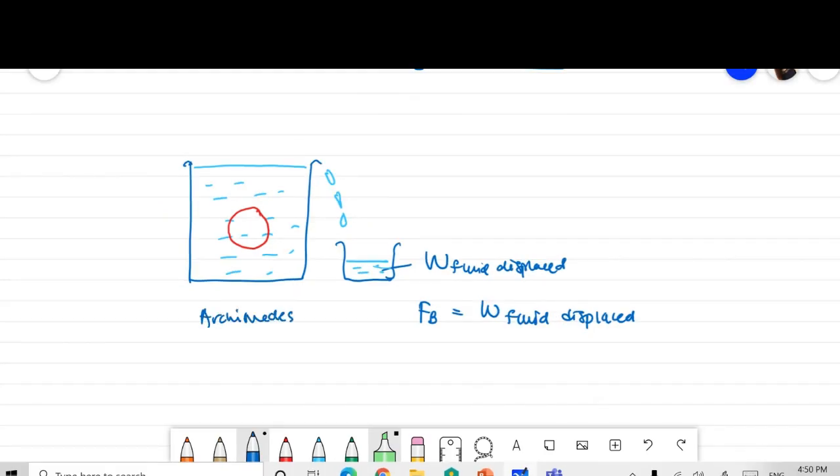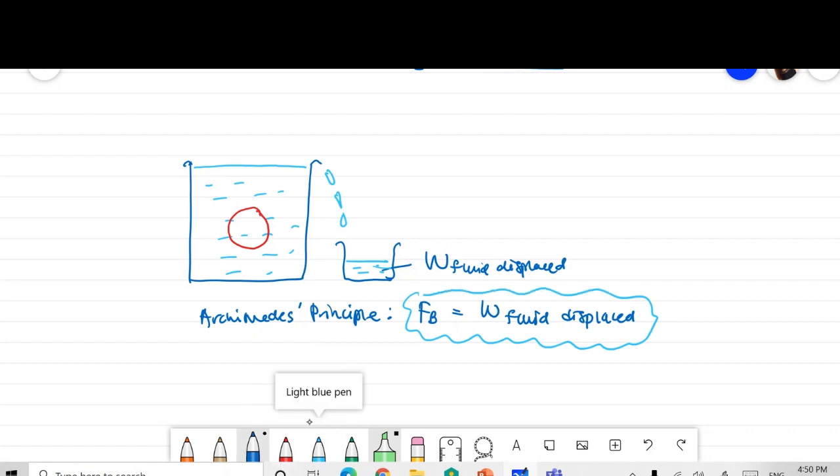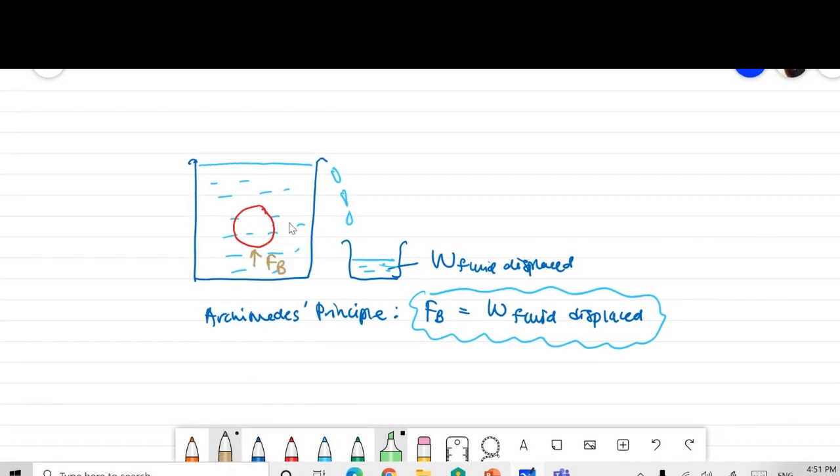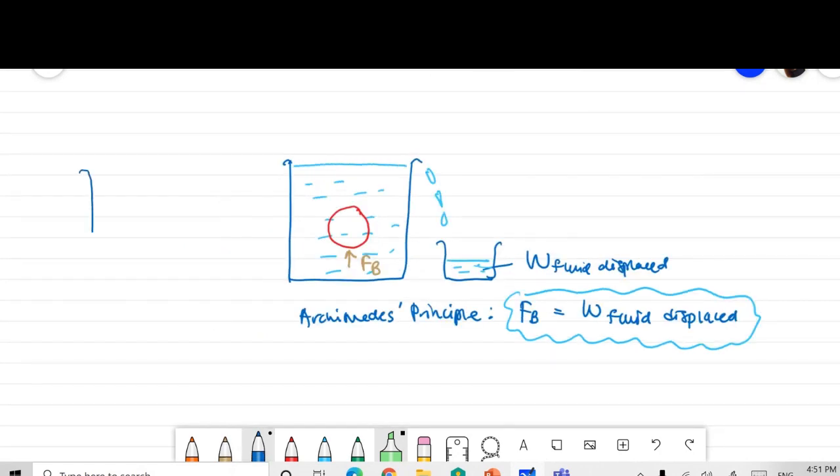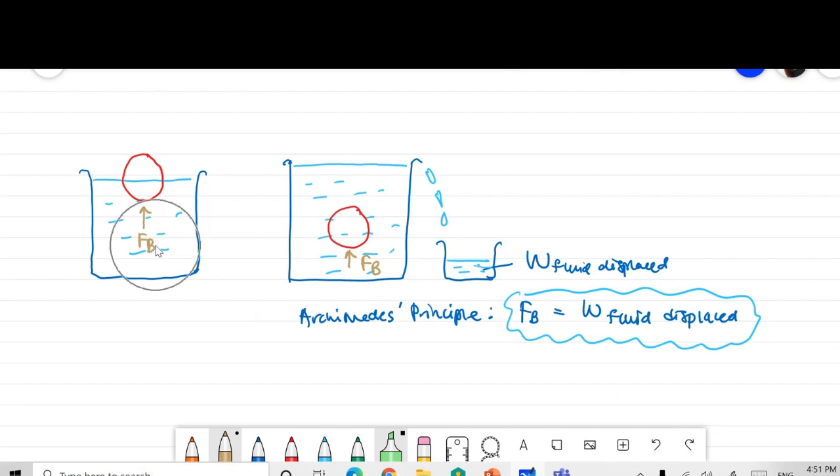Archimedes' principle: buoyant force is equal to the weight of the fluid displaced. This buoyant force is the upward force exerted on the object. This object is called completely submerged. For a partially submerged object, it will be something like this. We have the same container filled with fluid, and the object may be only partially submerged. You still have one upward force acting on the object, so that the object will be partially submerged. This upward force is called the buoyant force.